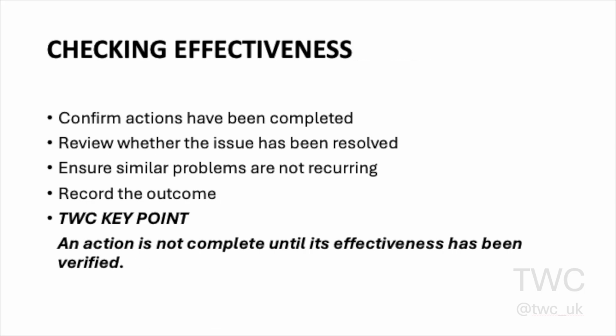Completing a corrective action is not necessarily the end of the process. It is important to verify whether the action taken has actually been effective. This may involve reviewing records, checking subsequent installations, examining documentation, or confirming that similar issues have not reoccurred. Without an effectiveness review, it can be difficult to demonstrate that the action has achieved its intended objective. Assessors may ask how the business knows that the issue has been successfully resolved.